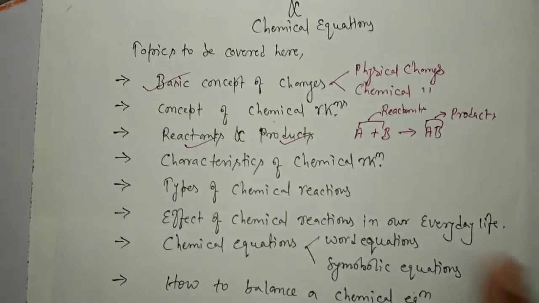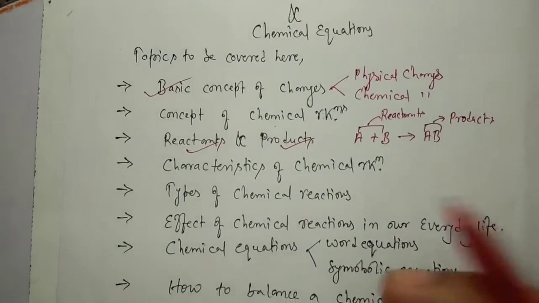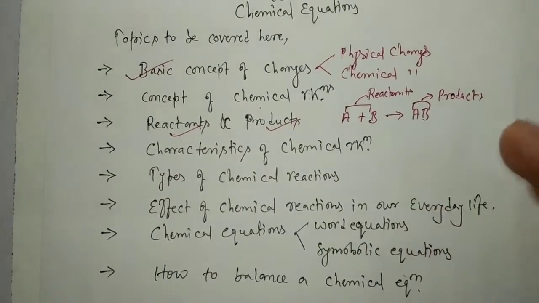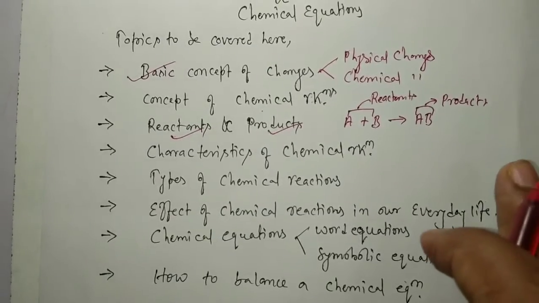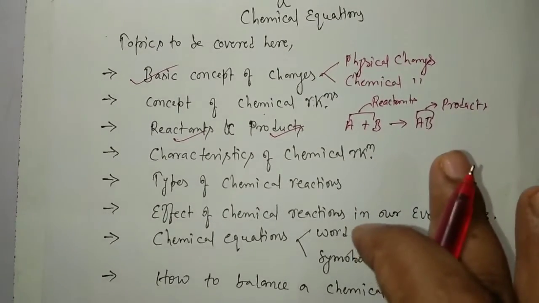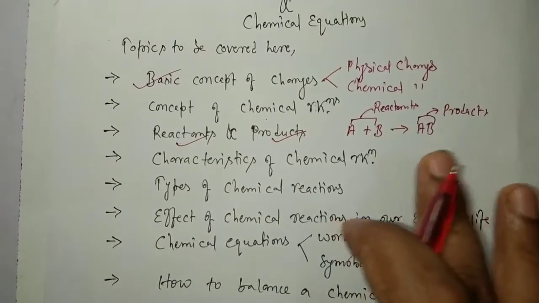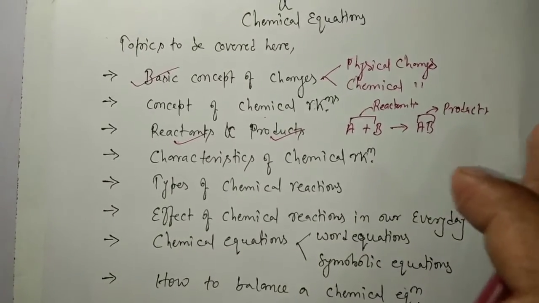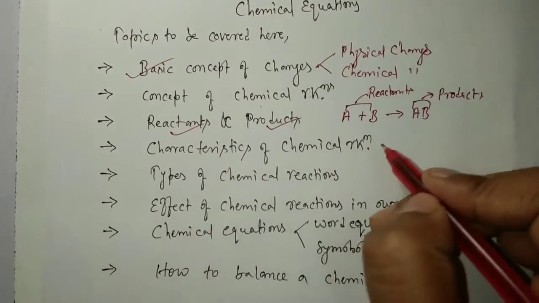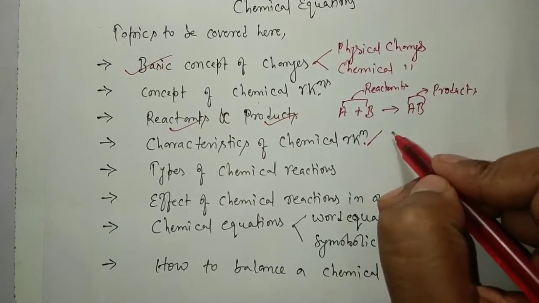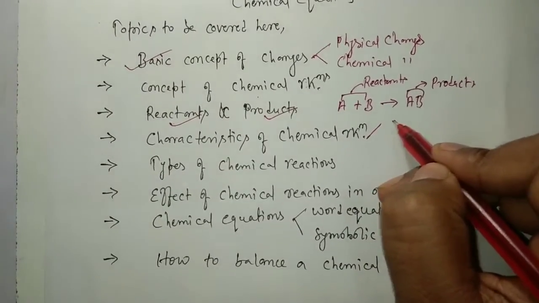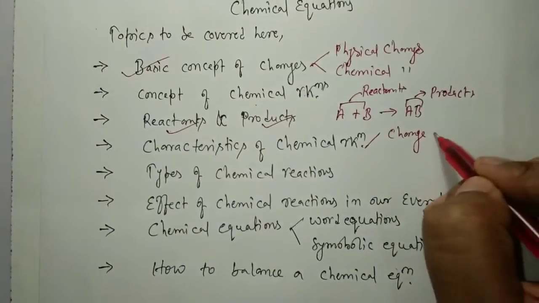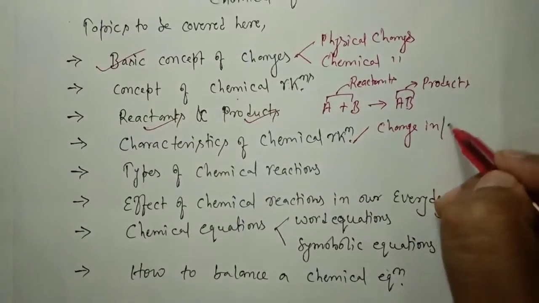After this, we will try to understand the basic characteristics of a chemical reaction. How will you know, by observing the process or the change, whether it is a chemical reaction or not? There are some indicators. If there is a change in state, you will say change of state.